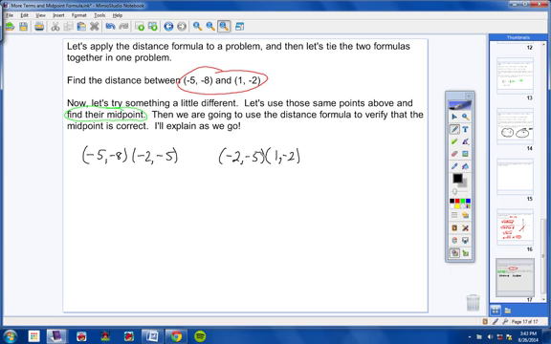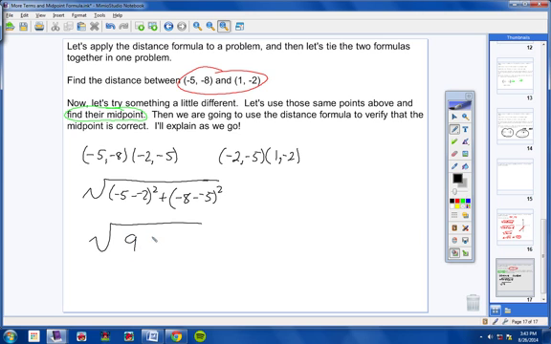Okay, let's find the distance between these 2 points right here. X minus X, -5 minus a -2, quantity squared, plus Y minus Y, that's -8 minus a -5, quantity squared. Let's see what happens. Doing this quickly in our head, -5 minus a -2 is -5 plus 2, that's -3. And when you square a -3, you get 9. Plus, -8 minus a -5 is -8 plus 5, which would be a -3. When you square that, you will get 9. Add those together and you get the square root of 18.